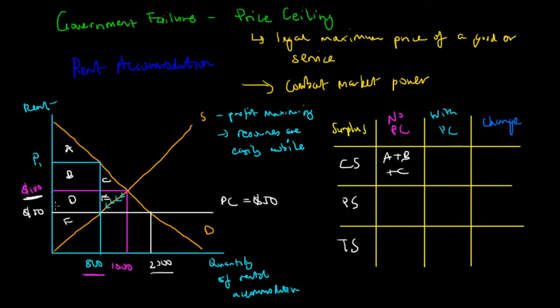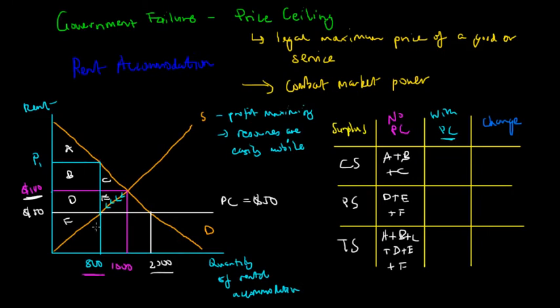Producer surplus, on the other hand, would be those who are willing to supply or could supply at a cost less than $100, so they're making a profit, which would be D plus E plus F, and therefore the total surplus in this marketplace would be A plus B plus C plus D plus E plus F. And now let's see what would happen if there is a price ceiling being involved in this market.